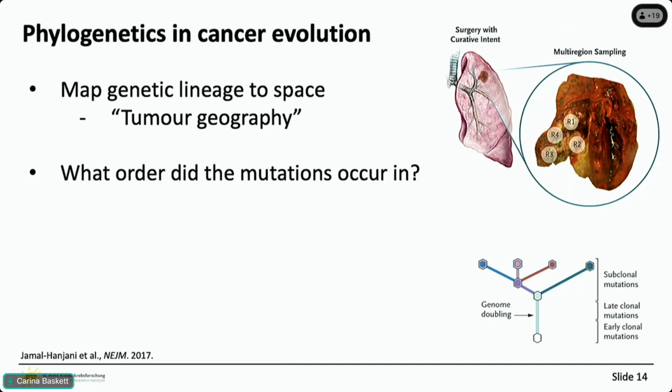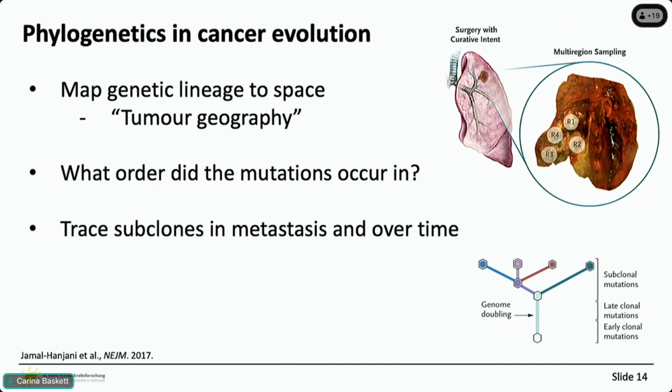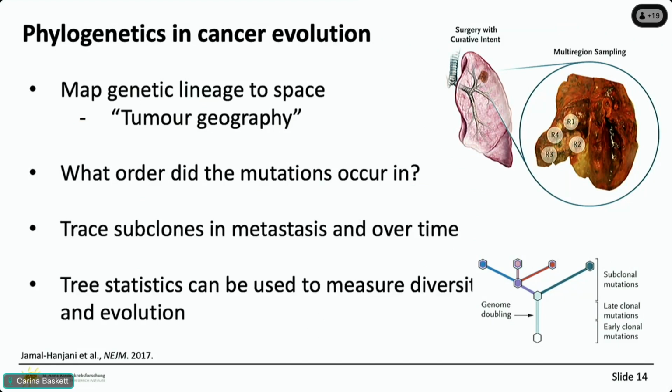If you see mutations that are subclonal and are not present in every cell, often maybe these are mutations that are being positively selected under treatment or are just generally important later on in the evolution of cancer. You can also use phylogenetics to trace how subclones behave and migrate in terms of metastasis and also over time. And you can also, from these phylogenetic trees, calculate some tree statistics that you might use to measure diversity and also evolution.